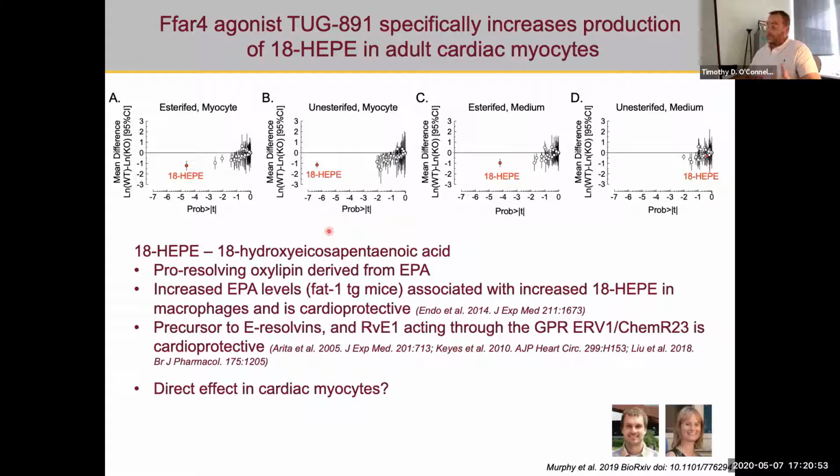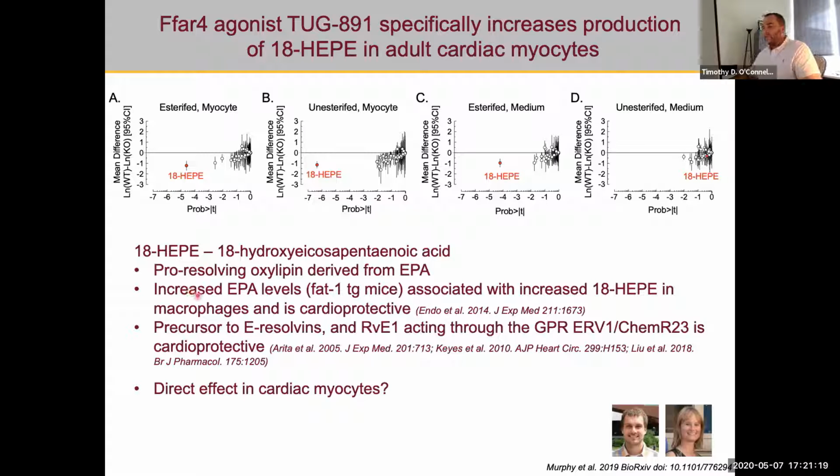Now, what we found was that when we looked at the knockouts, we didn't really see any response. The cells don't have the receptor, they don't respond to the agonist, that's not surprising. What we saw in the wild type was production of one specific oxylipin at the expense of the other 57 that we could detect. So, quite a specific response. And that one oxylipin is 18-HEPE, also known as 18-hydroxy eicosapentaenoic acid. This is a pro-resolving oxylipin derived from EPA.